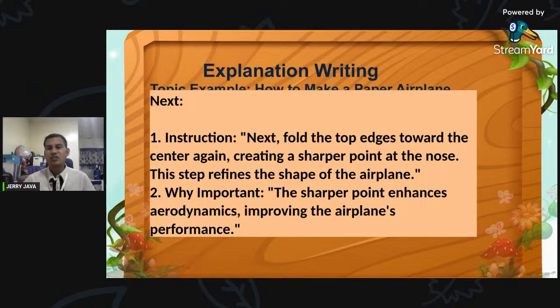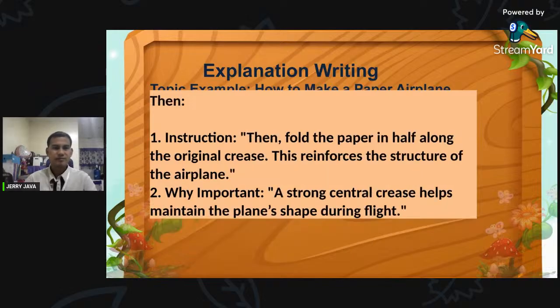Next, fold the top edges toward the center again, creating a sharper point at the nose. This step refines the shape of the airplane. Why is it important? The sharper point enhances aerodynamics, improving the airplane's performance. Then fold the paper in half along the original crease. This reinforces the structure of the airplane. Why is it important? A strong central crease helps maintain the plane's shape during flight.